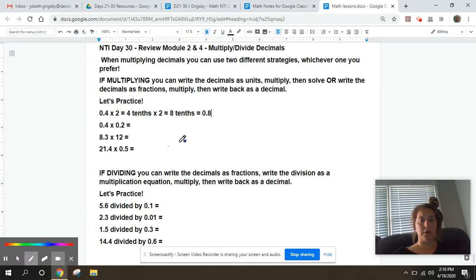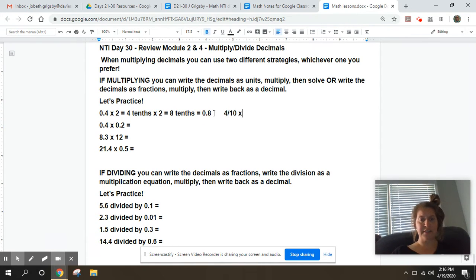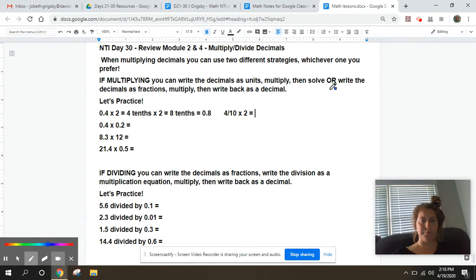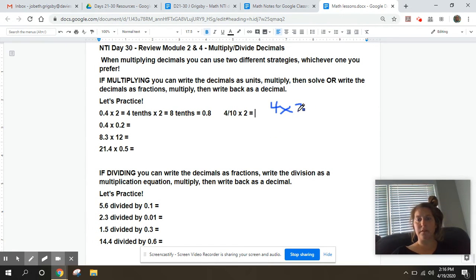Or, like I said, you could write them as fractions. And so, for example, you could have 4/10 times 2. And we learned that you can multiply the whole number times the numerator. So that would be 4 times 2. Oops, excuse me. Error on that. So you could do 4 times 2, and your denominator would stay the same. And then you end up with 8/10. And that's exactly what we got right here. So when you have tenths, hundredths, or thousandths as your denominator, you can write it back as a decimal. So we got the same answer.